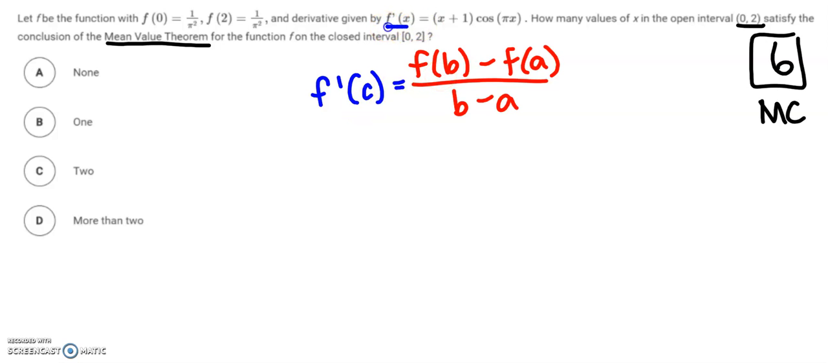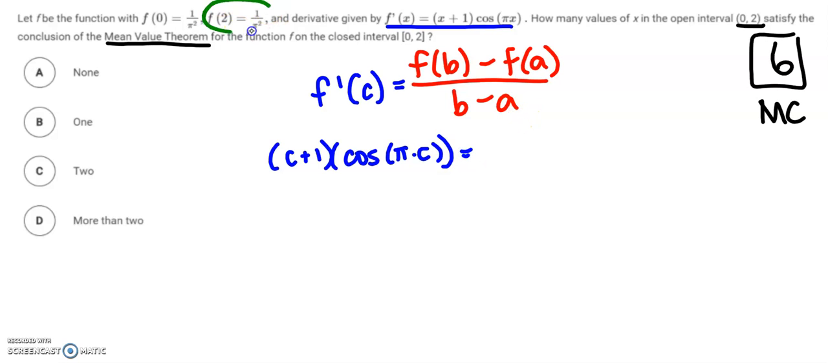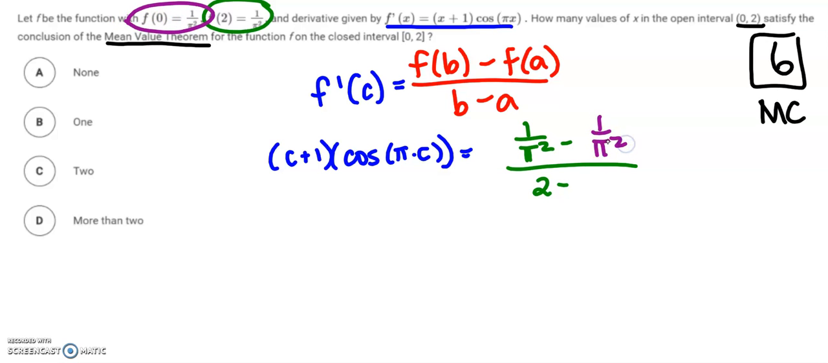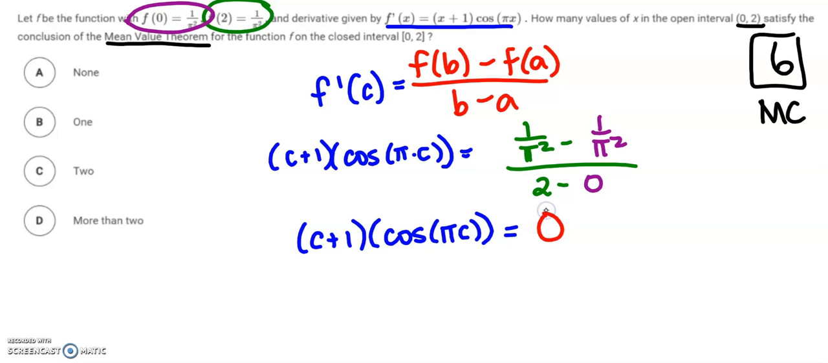All right, great. Well, I already have f prime. Let's find f prime of c. F prime of c would be c plus 1 times the cosine of pi times c, right? If we're going to actually follow what the statement directly says, f of b minus f of a is going to be 1 over pi squared, and b would be equal to 2, minus 1 over pi squared, and a would be equal to 0. So what we end up with is c plus 1 times the cosine of pi c is equal to, this ends up being 0, the slope of our secant line.